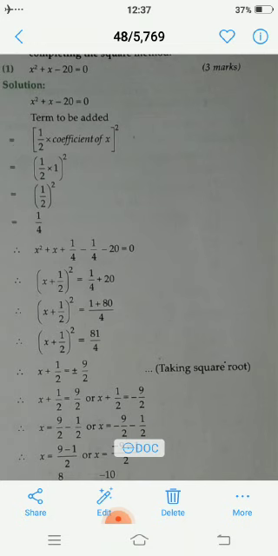Now what we have to do? We have to make use of the formula, that is half into coefficient of x. Now what is the coefficient of x here? The coefficient of x is 1. No number is given, that means it is 1. So now that 1 should be multiplied with 1 by 2. So 1 by 2 into 1, whole bracket square. So we got it as 1 by 4.